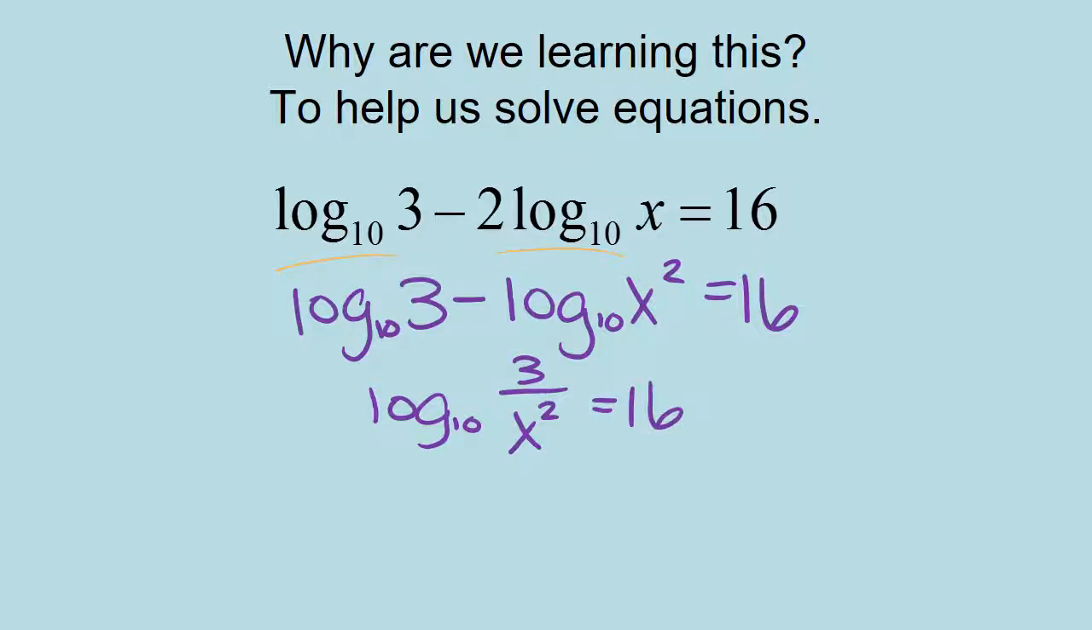And then I can convert. So then I can do exponential form of 10 to the 16th equals 3 over x squared. Now I can actually solve that for x. So that'll be the next lesson. That's what we are preparing for. So you want this transformation of expanding and condensing to become a smooth process so that solving is an easier process as well.